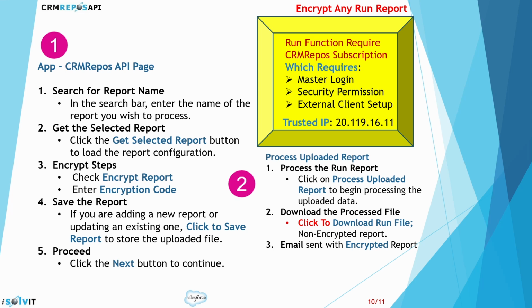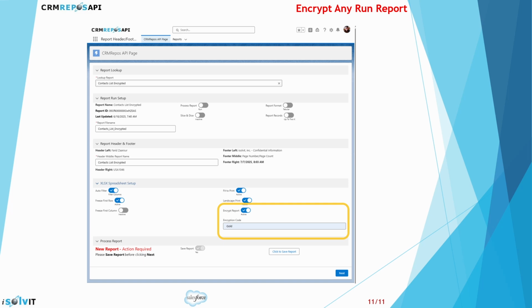If your organization already has this subscription, there is no additional charge to use the run report capability within the CRMRepo API flow. The encrypted, formatted, or tabular run screen functions identically to the upload screen. The only difference is setting process report to run instead of upload. All other steps and processing behavior remain the same.